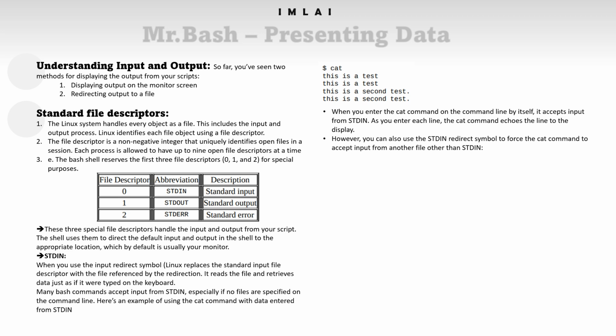When you enter the cat command on the command line by itself, it accepts the input from stdin. As you enter each line, the cat command echoes the line to the display.